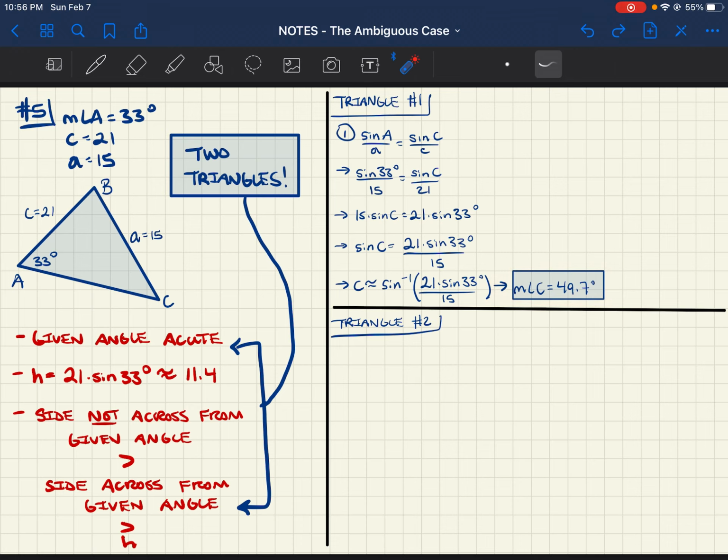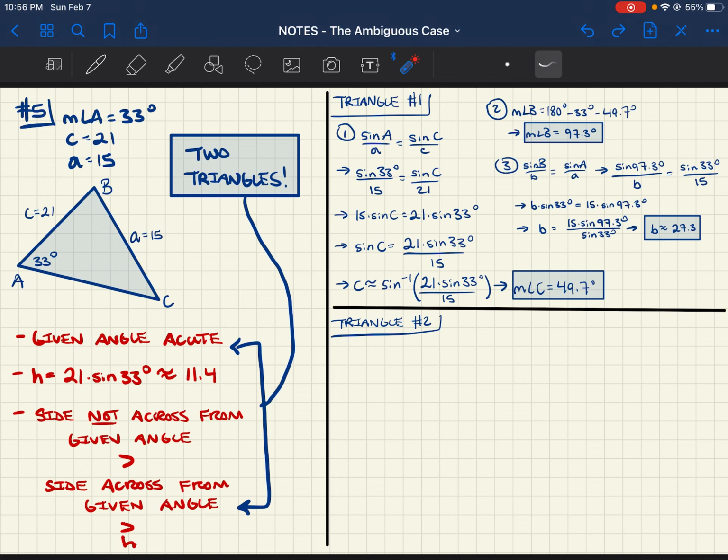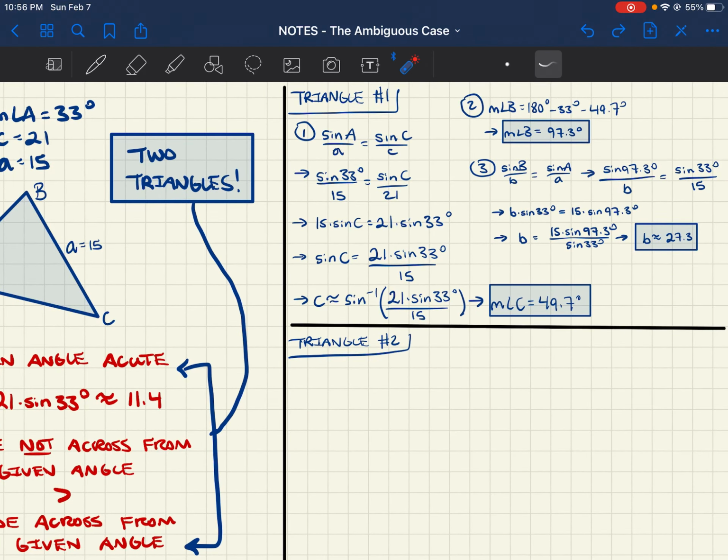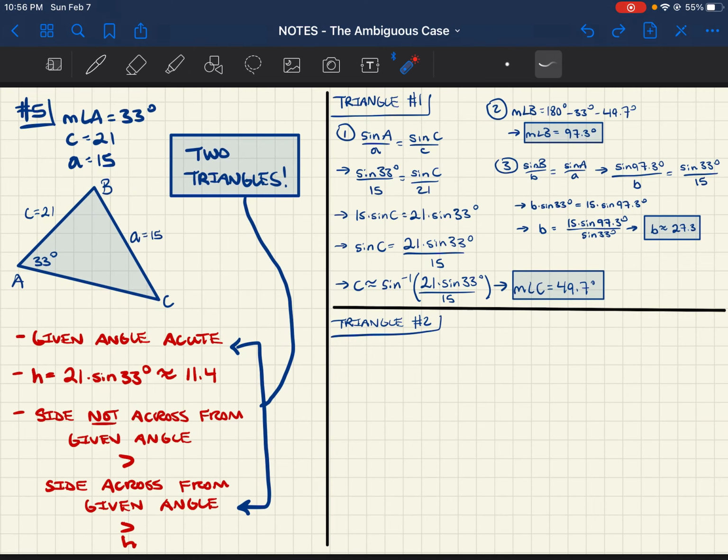Okay, well, let's continue solving this. So now we know angle C, we know angle A. Next logical step is to find the measure of angle B. So 180 degrees minus the angles we already know, we get that angle B is about 97.3 degrees. And then finally, we set up our last ratio using the law of sines to find side b. We've done several problems like this already, so I'm not going to talk us through it here. But this is our first potential triangle solution. And the question is, how do we now find the second possible triangle solution?